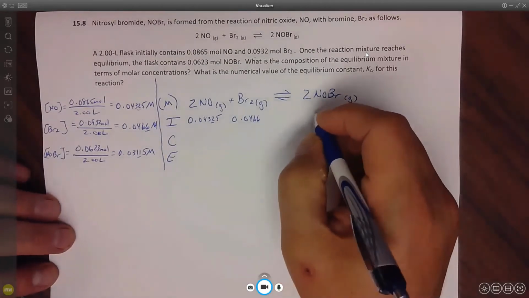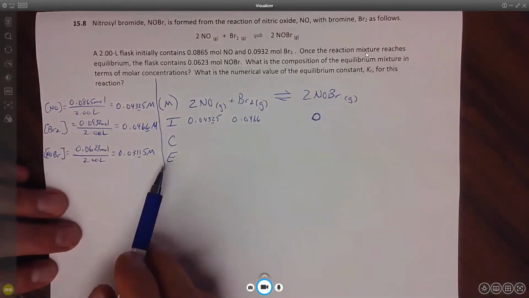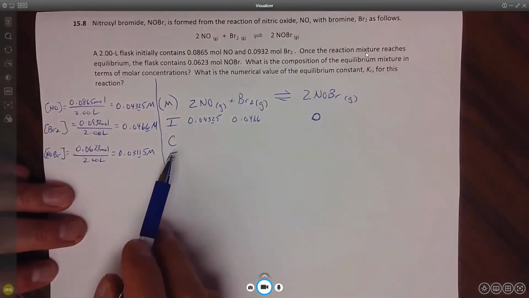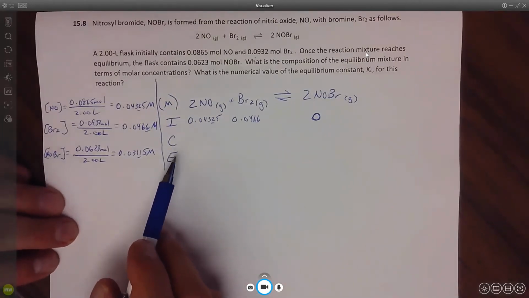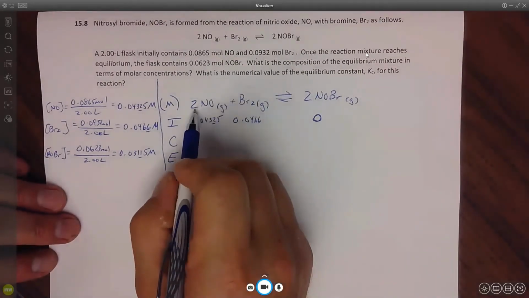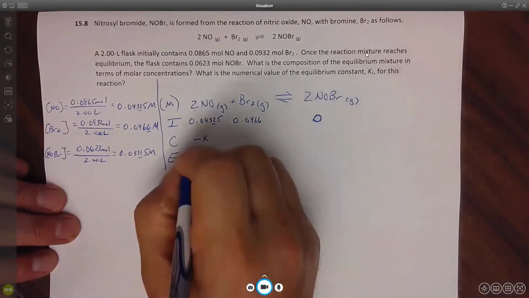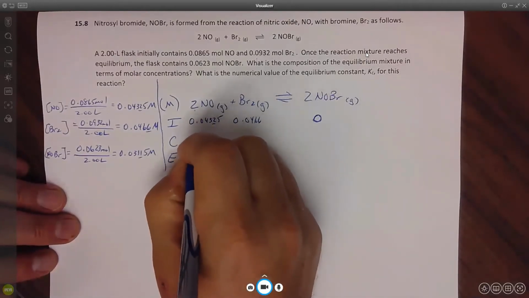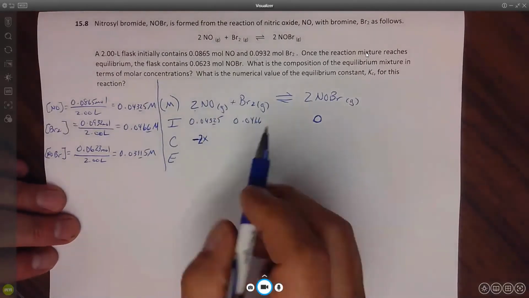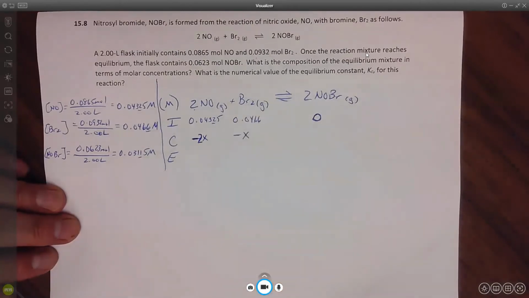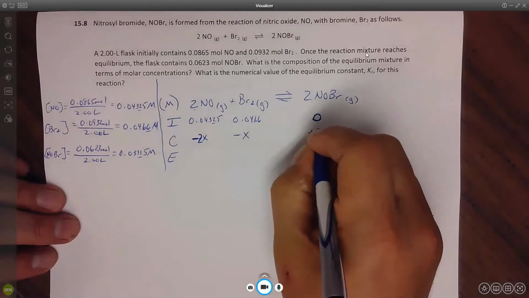Okay, and it is going to be 0. So again, it's a clean reaction vessel. The change, well, we're always going to lose the reactants and gain the products. So the change is going to be, we're going to lose 2 of the nitric oxide. We're always going to put this in terms of X, Y, or Z. So we're going to lose 2, so that's going to be minus 2X. We're going to lose 1 of the bromines, so that'll be minus X. We're always going to gain the product, so we're going to gain 2 of the nitrosyl bromide, so that'll be plus 2X.